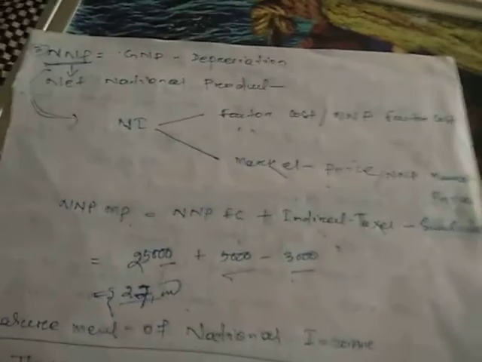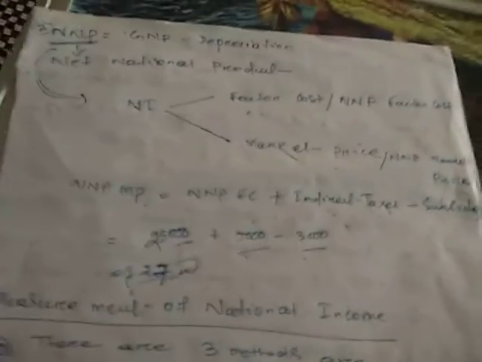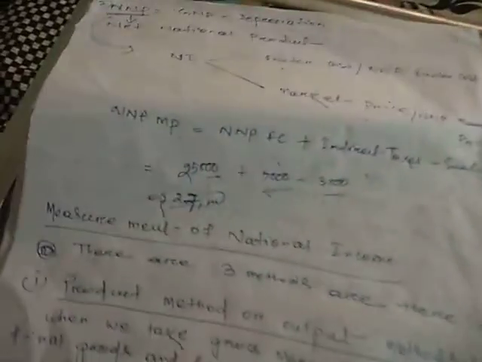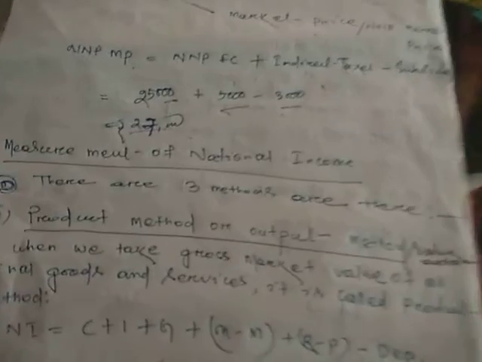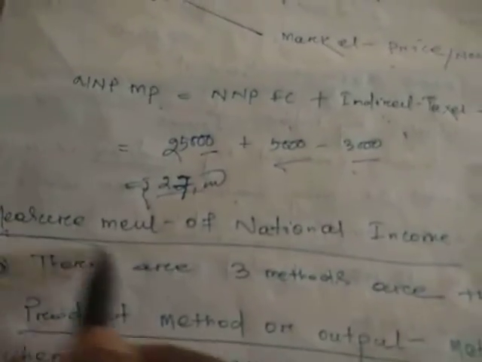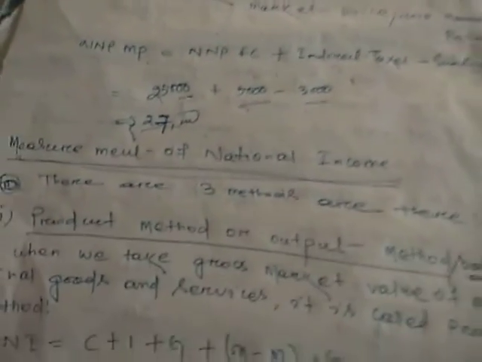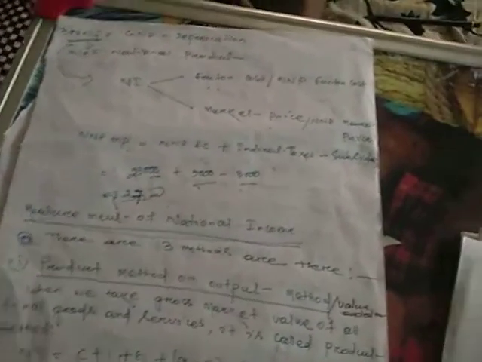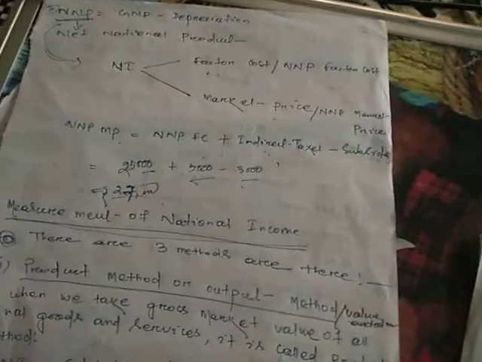This is all about the concept of national product. Then come to measurement of national income. Next is your measurement of national income. How will national income be measured, right? If a country's income is an important one, then how will national income be measured, right?